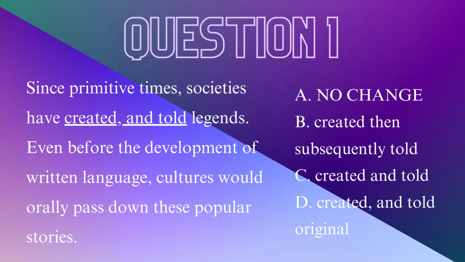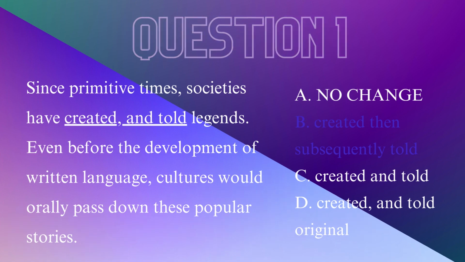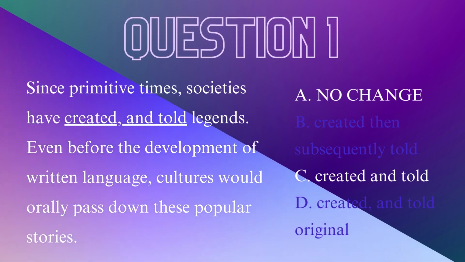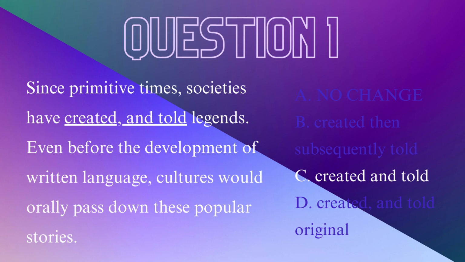Let's rule out choice B as it is redundant and too wordy. Choice D is redundant as well, because when you create something, it is already understood to be original. Now we just have to determine if the comma belongs there or not. Since and joins together two verbs, created and told, a comma is not necessary, so choice C is the answer.